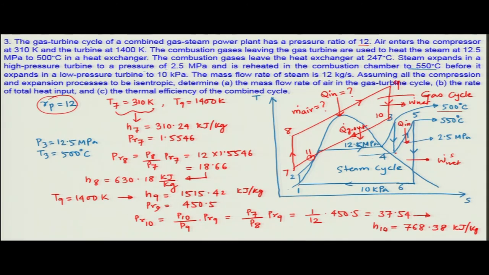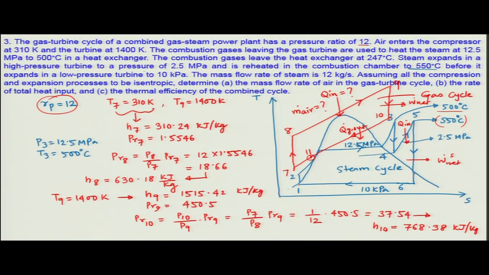Now 3 to 4 is an isentropic process, where the steam expands in the high pressure turbine. So you can find the condition at point 4, and again you can find the enthalpy of point 4. Now coming to point 5, here again the pressure is given, that is 2.5 megapascal, and the temperature is 550 degree centigrade. Correspondingly you can find H5 from the steam table.